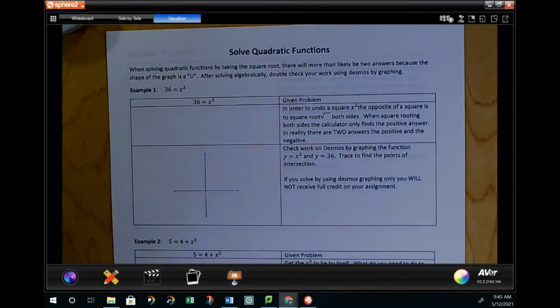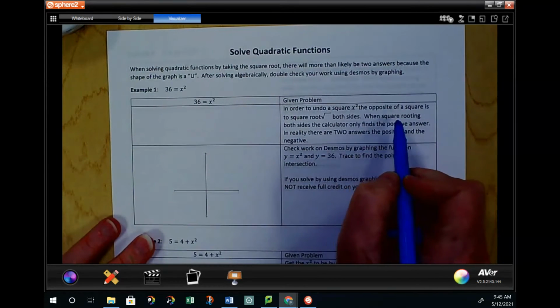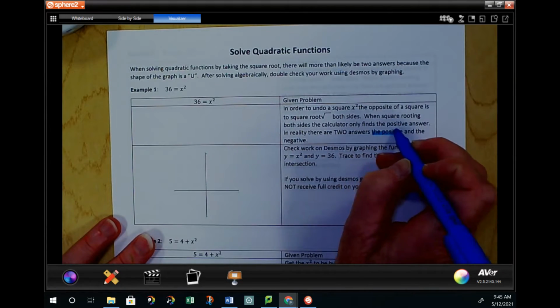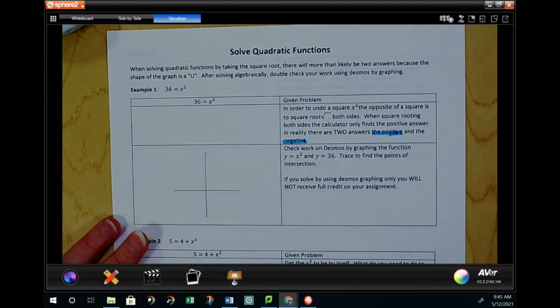Your calculator isn't always the smartest, because we already know that a negative times a negative is a... hopefully you said positive in your head. So when square rooting, you're going to have to get two answers, both the positive and the negative. You're going to have to know how to do that, because your calculator, again, is not going to give you the correct answer.